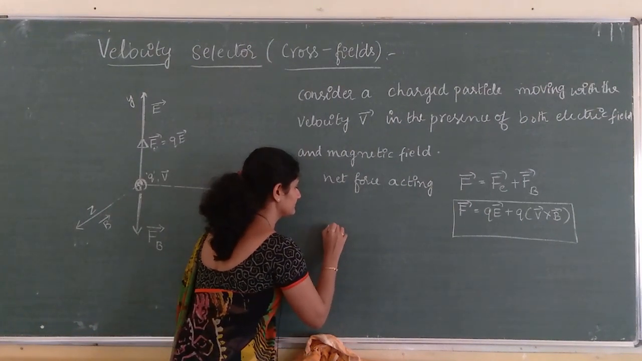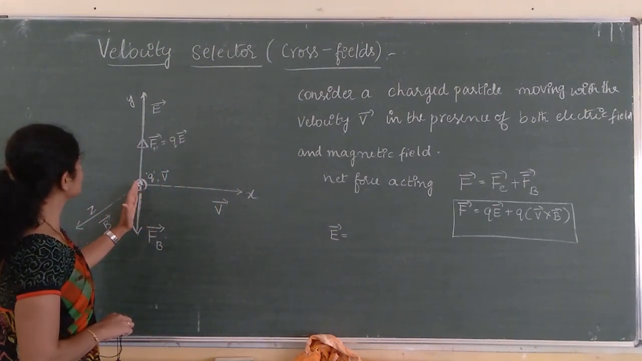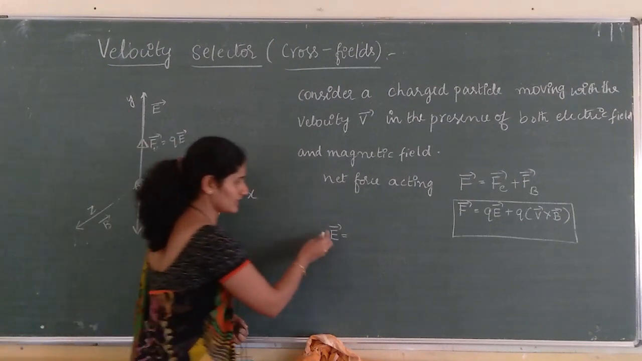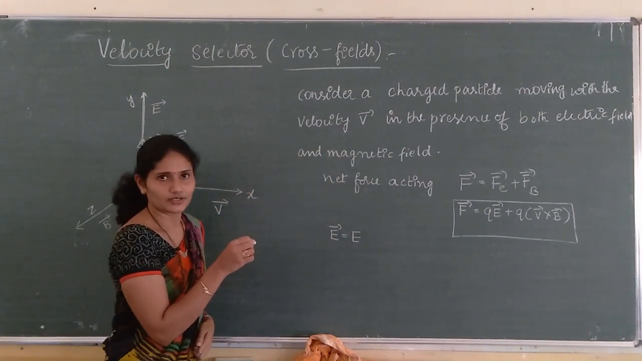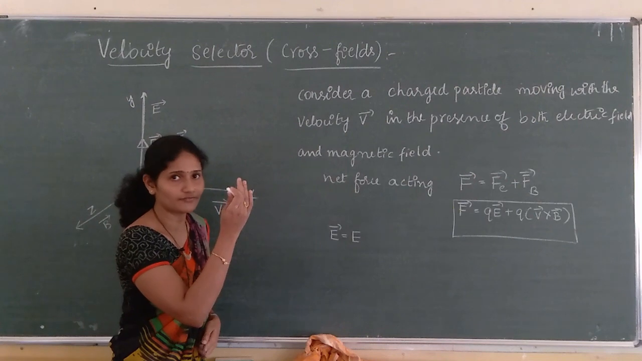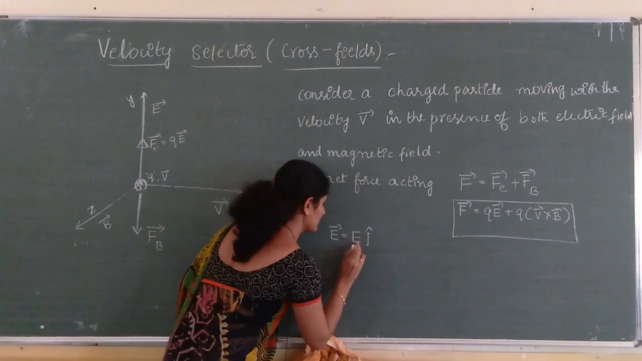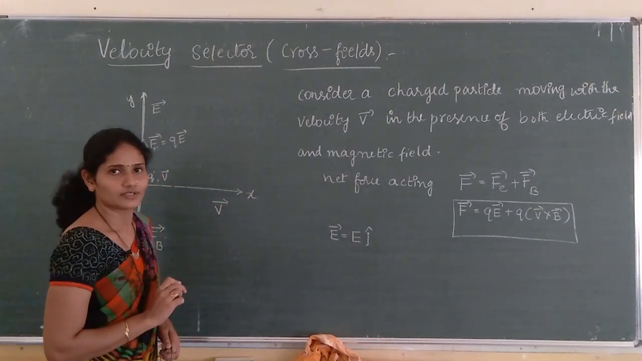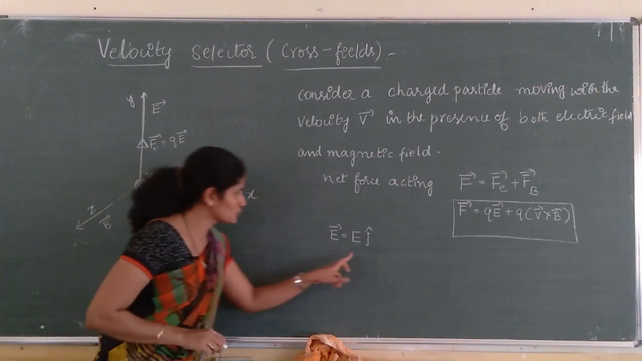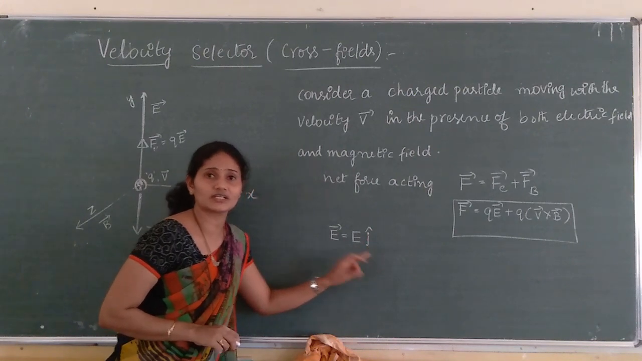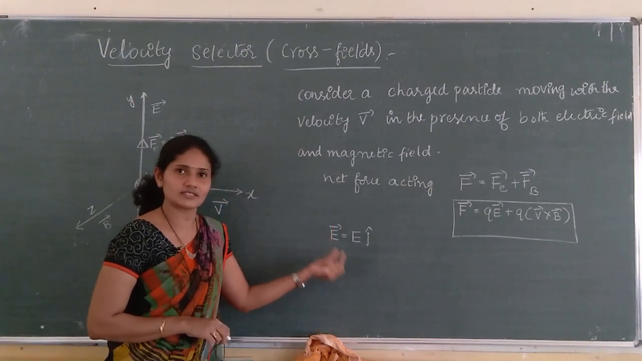So, from the diagram, E vector is equal to, electric field is taken along y axis. So, E vector is equal to its magnitude into unit vector. What is a unit vector along y axis? We have j cap. Why have we chosen j cap as the unit vector? Because electric field is along y axis, therefore, the unit vector along y axis is j cap.